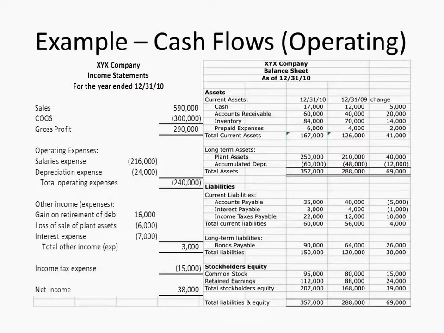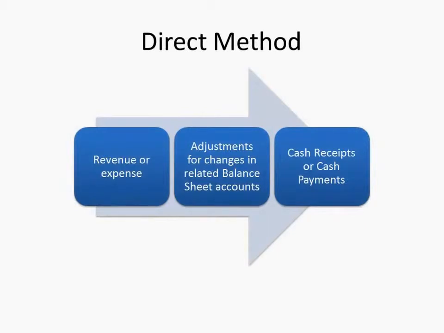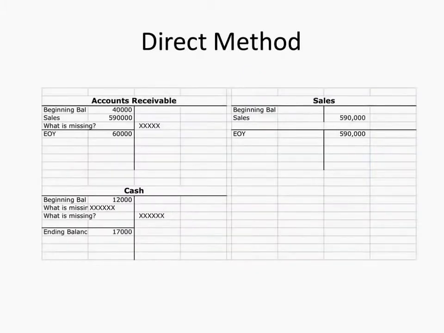This is the methodology you need to go through for each different item on your income statement. I went through this last week. I have T accounts up here. I don't know if that's helpful, I just wanted to have different methods for you to be able to look this up. But if sales was $590, and accounts receivable was 40 in the beginning and is 60 at the end, what was the change in accounts receivable?